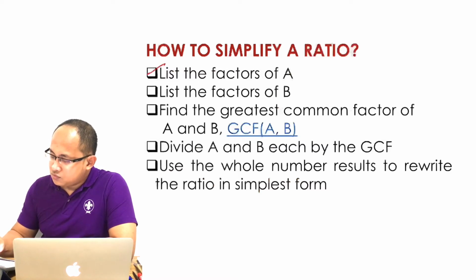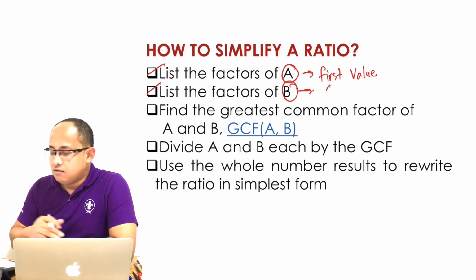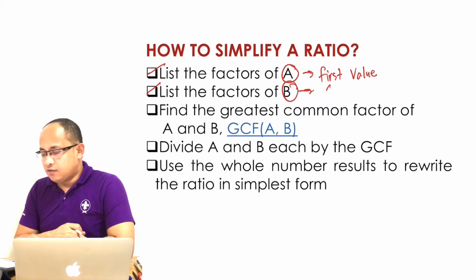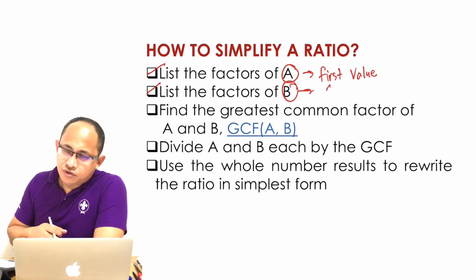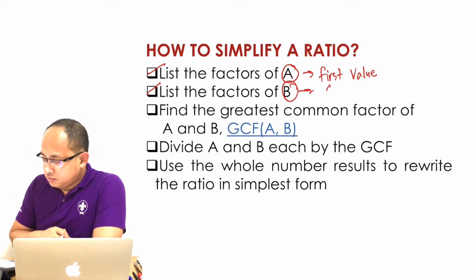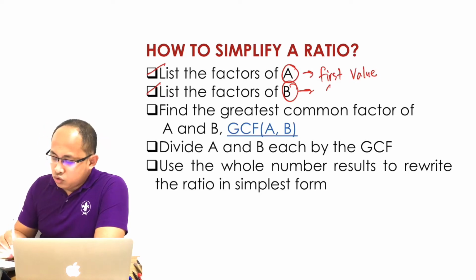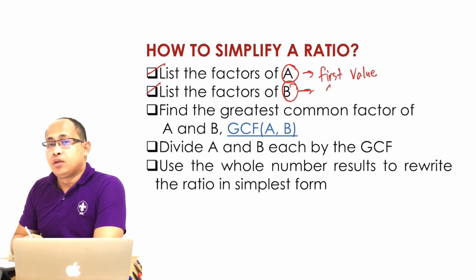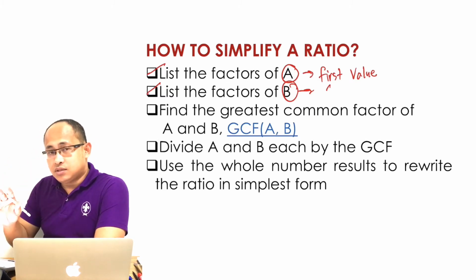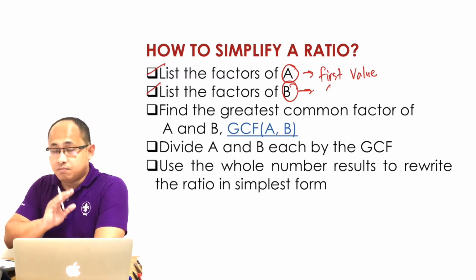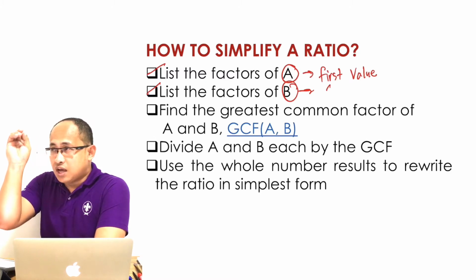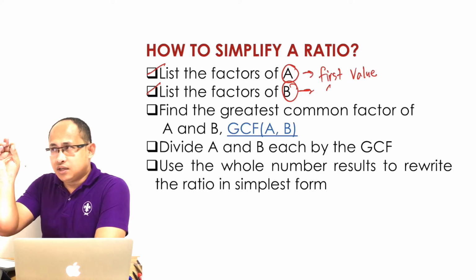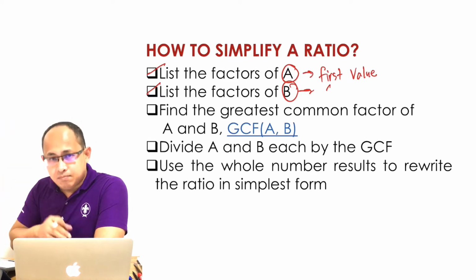B here stands for the second value. Now, after you list all the factors of the first and the second value, go for the third step and look for the GCF. GCF is what we know as the greatest common factor. After you list all the factors specific for A and for B, you look for the highest possible value that is common between A and B.